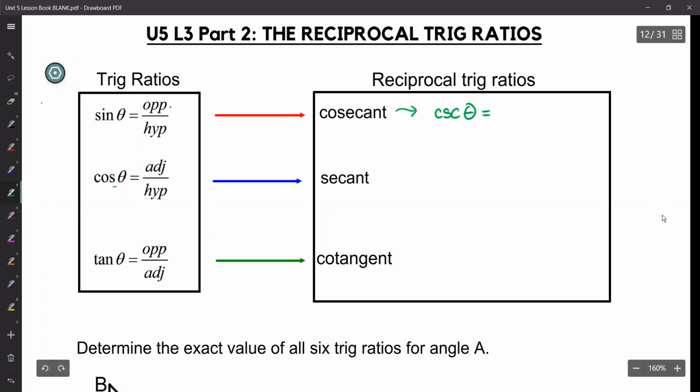So if sine is equal to, maybe I'll do this one in red, if sine is equal to opposite over hypotenuse, cosecant is equal to hypotenuse over opposite. And if we think about our x, y, and r as well, like we've been working with, if sine is y over r, then cosecant must be r over y.